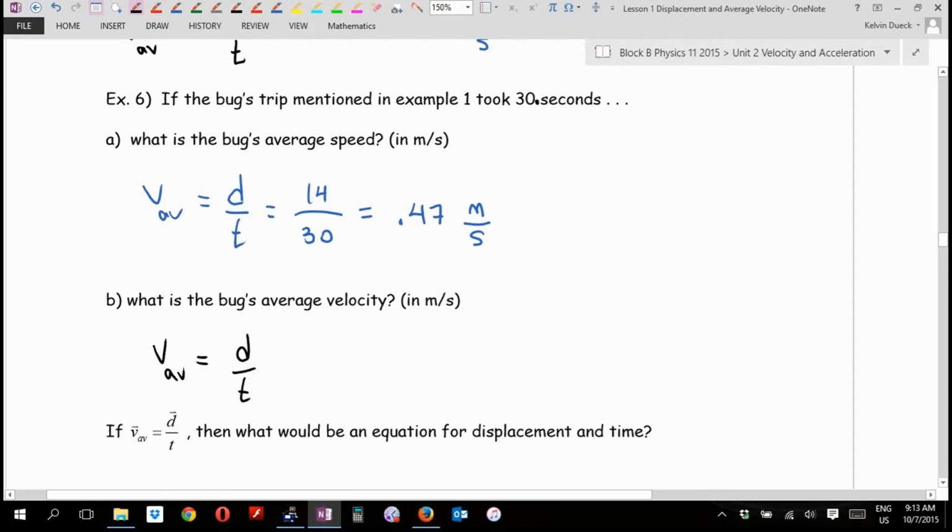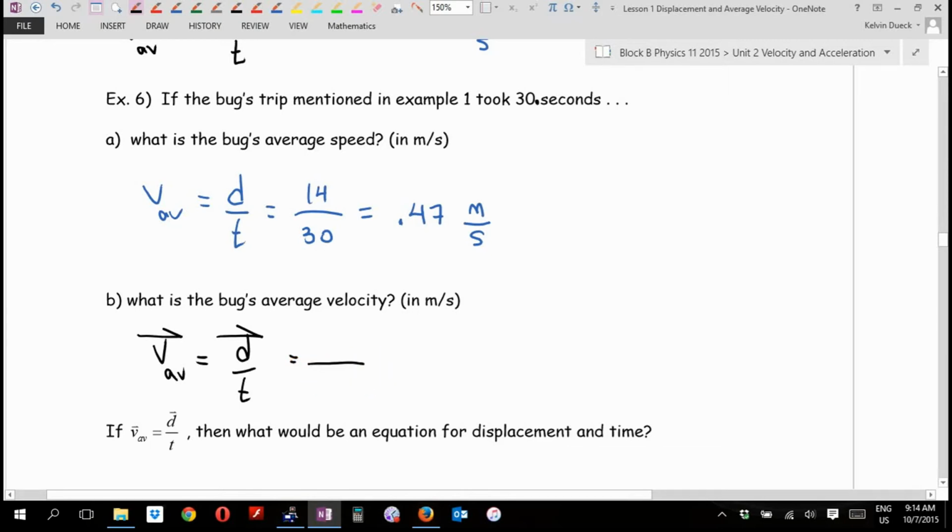What's the bug's average velocity? Mr. Dueck, you wrote the same thing. You're right. That's average speed. Behold. Boom, boom. Now it's average velocity. Just add the vector signs. Mr. Dueck, will you ever take marks off if we don't put vector signs in? Probably not. And if I do, I'll tell you ahead of time whether I will be. But it's a good habit to develop. Is it a vector? Is it a scalar? And be careful.